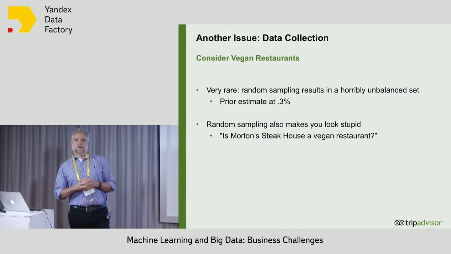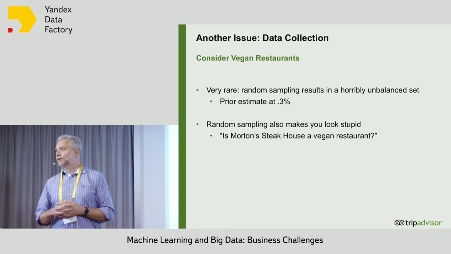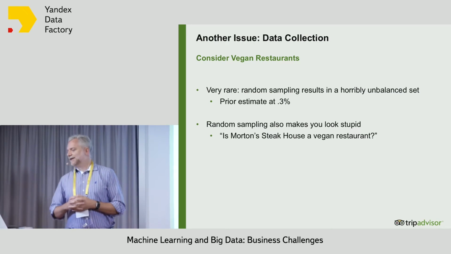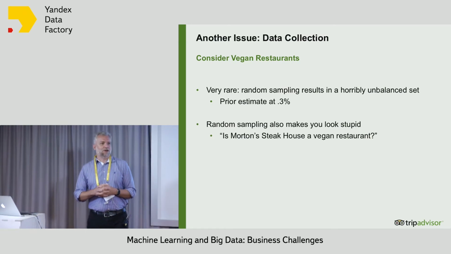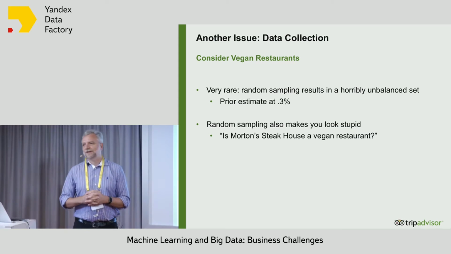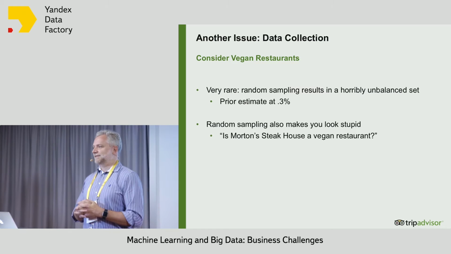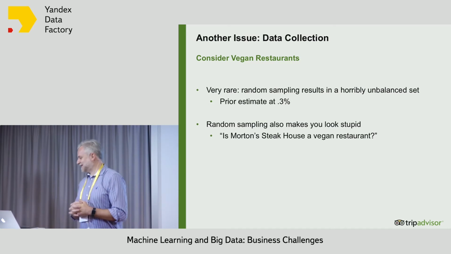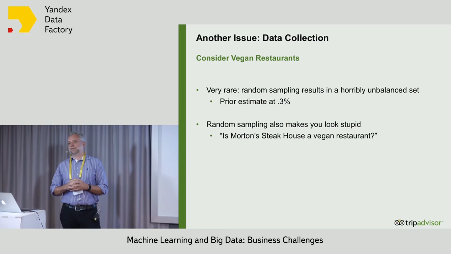Okay, another issue, data collection. Let's say that I want to find all the vegan restaurants in the world. How do I do that? There's not very many of them, so I can't just pick a random location and say, hey, is this a vegan restaurant? I'll get all no's, and that will not make a very good training set. And if you do this kind of random sampling, you're also going to look pretty stupid because if someone's writing a review on Morton's Steakhouse, is this a vegan restaurant? Well, no.